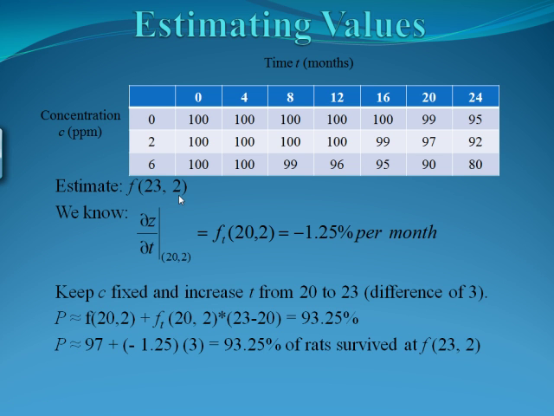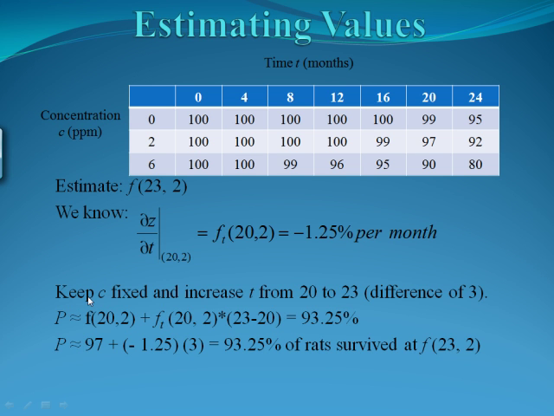Now, what if we want to estimate the value of the function at 23, 2? So again, we look at what we have on the table. We look for 23. We don't have that value in months. We look at the concentration value of 2. We do have a concentration value of 2, so we'll only need to estimate something in terms of months. So that means in this particular case, we want to use the partial derivative with respect to t. Now to get 23, we're going to want to use 20 because that's going to be the one right before it. So here we found our partial derivative is negative 1.25% per month.